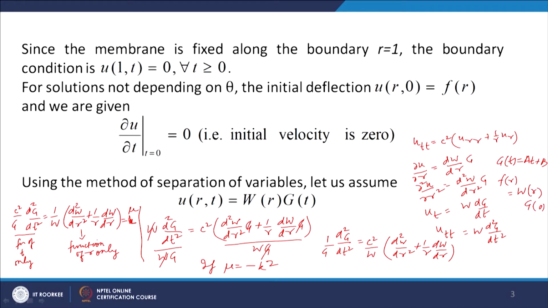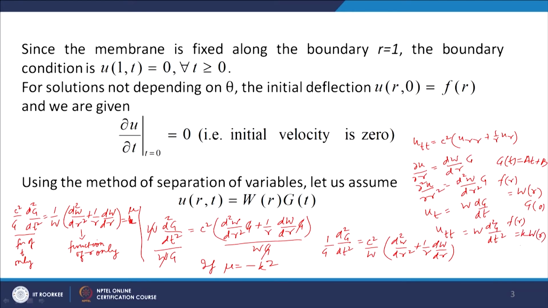Okay. Now, w r is a solution in r. Now, this means g 0 must be 0, w r cannot be 0, otherwise f r will be 0. So, f r equal to w r into g 0. So, g 0 must be some constant. Okay. So, this means that f r equal to some constant times w r.